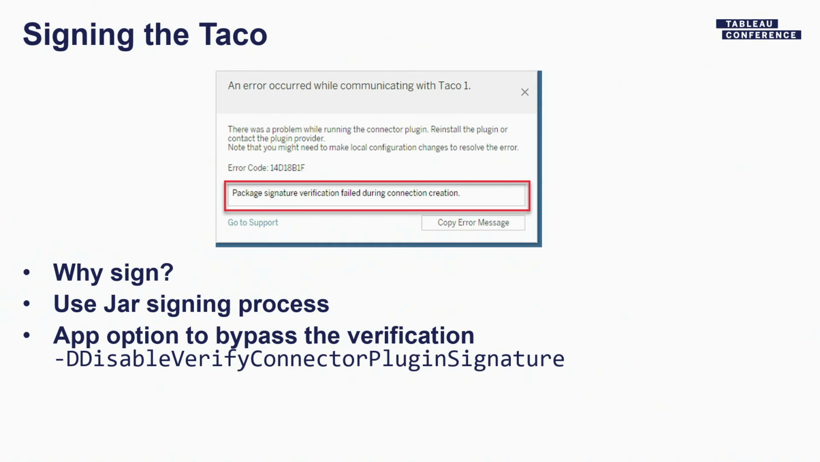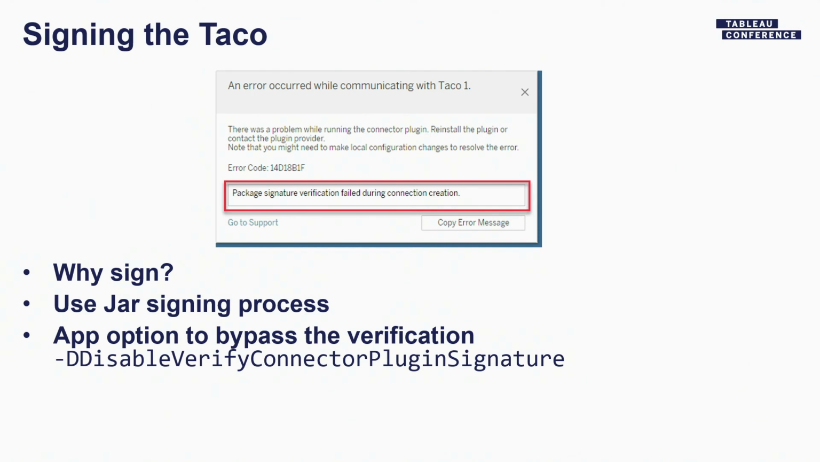The way we check this verification is using JAR Signer. That means that the user needs to install Java. If they don't have it installed with a taco file, we will prompt them to do so.